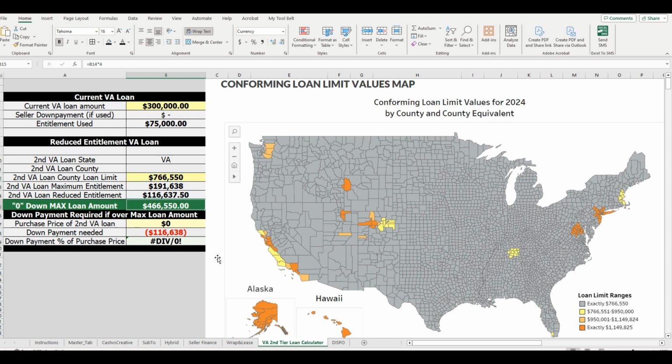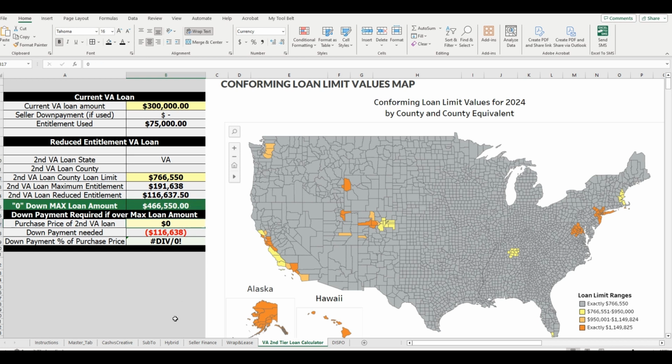So when you're having that conversation with the seller, it's just additional information to give the seller as positive feedback to them that yes, they can continue to use their veteran privileges and they can qualify for another purchase on another residential property up to $465,000, zero down to them.